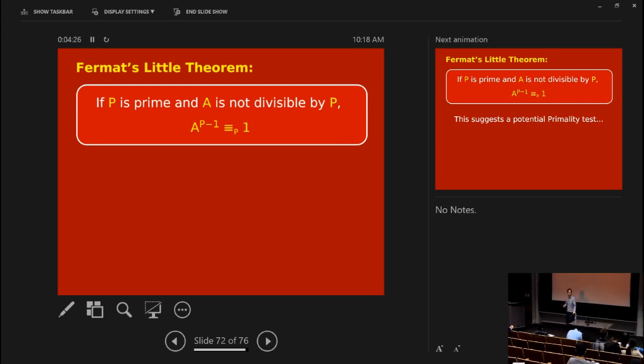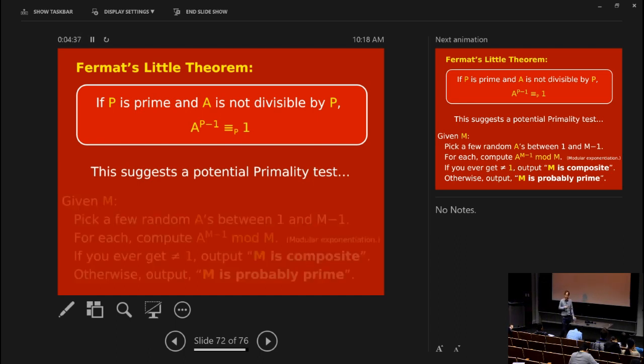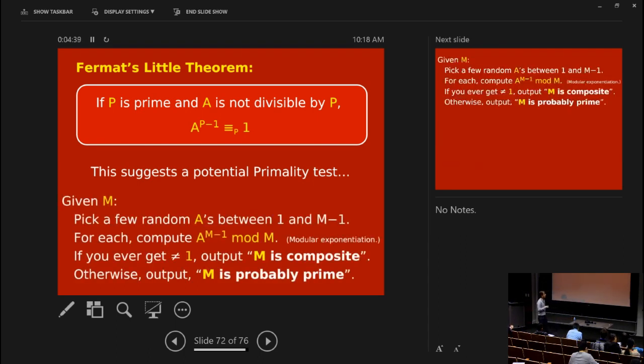Now, if you look at that for a second, it looks somewhat like a characterization of a prime. Actually, it only goes one way. If p is prime, then this is true. But it might suggest some kind of potential primality test. For example, let's say you're given some m and you're trying to tell if it's prime or not. I'm not saying this is going to work.